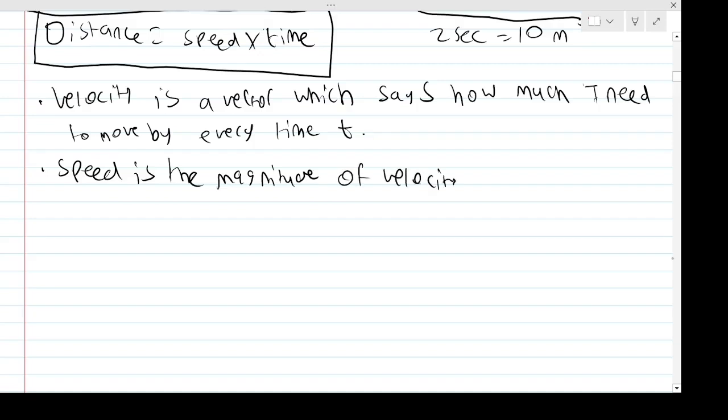So in summary then, the displacement is the vector that tells me how to get from point A to point B. The distance is the magnitude of displacement, which is the overall distance, or the length of the journey. Velocity tells me how much I need to move by every second, for example. And then speed is the magnitude of velocity, okay? Okay, so we've looked at displacement, velocity, and then distance and speed as well.